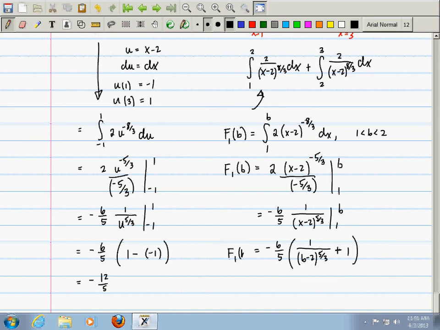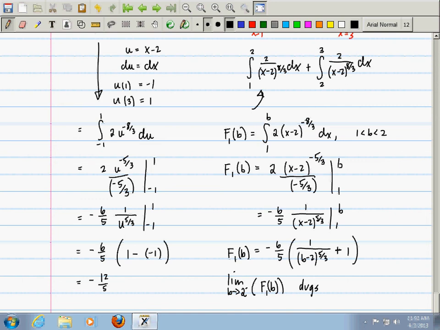So then what is the limit as b goes to 2 from the left of f1 of b? So this negative 6/5, it's just negative 6/5. This 1 is just 1. The real question is what does this thing do? What does 1 over b minus 2 to the 5/3 do as b goes to 2 from the left? So what will b minus 2 go to? 0. So this will be 1 over some kind of 0, something very close to 0. So this term diverges, right? So then this just diverges.